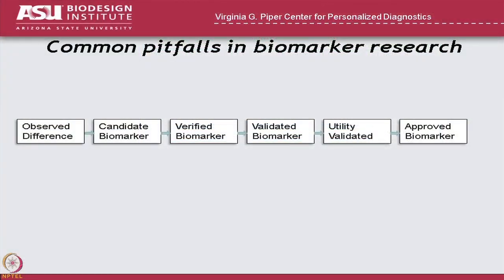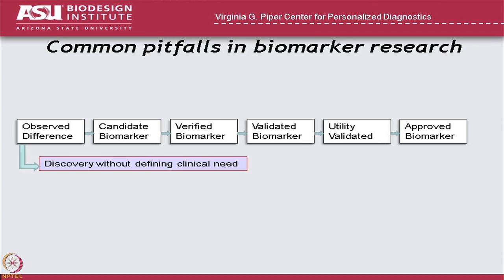Okay, so where does this go wrong? This can go wrong in a lot of places, and it does all the time. So the first mistake is you discover some kind of a difference, but without defining a clinical need. If you haven't defined the clinical need, your difference may be meaningless or may be useless. People often do inappropriate statistics on these candidate biomarkers. They'll look for p-values instead of doing proper biomarker statistics.